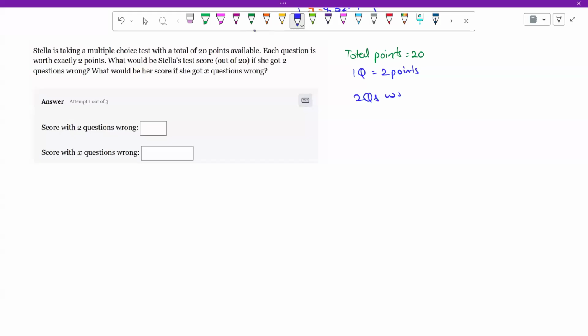2 questions wrong. What is the test score? What do you think? What can we do? 20 times 2. Okay, what do you think? How many questions are there? What is the number of questions there?